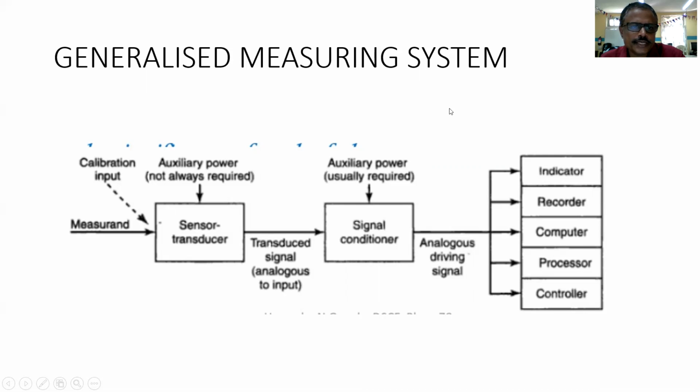So in a generalized measuring system, what we have is a measurand to start with. Measurand is nothing but the input. Finally we are getting the output here, that is indicator, recorder, all these things are nothing but the output. To get this output, we have to send the input through the sensor cum transducer, then it is converted to one type of variable, then it is passed through the signal conditioner for better quality outputs. So this is the generalized measurement system.